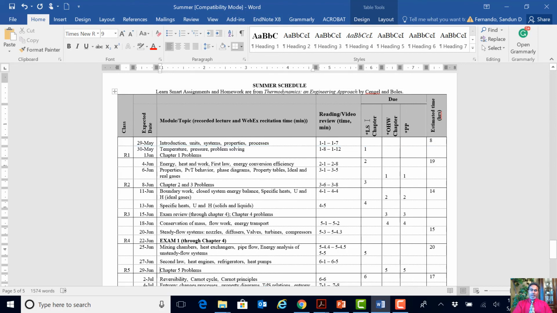The Learn Smart module associated with chapter 1 is due on May 30th. The online homework associated with chapter 1 is due on June 6th, and the practice problems associated with chapter 1 are also due on June 6th. For another example, the Learn Smart module for chapter 2 is due on June 4th. And as you can see, exam 1 through chapter 4 will be on June 22nd.